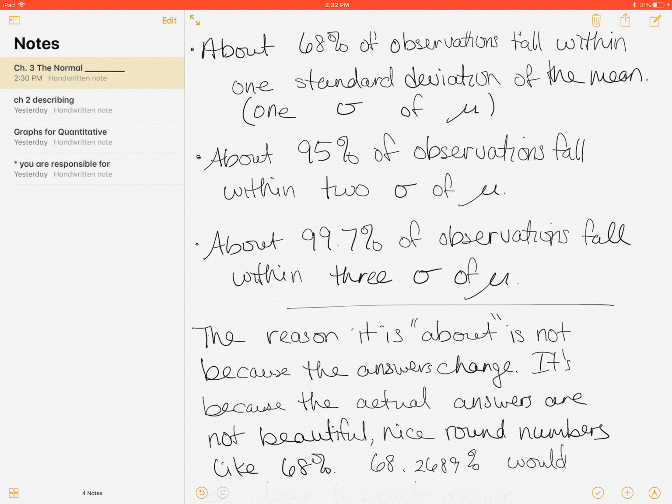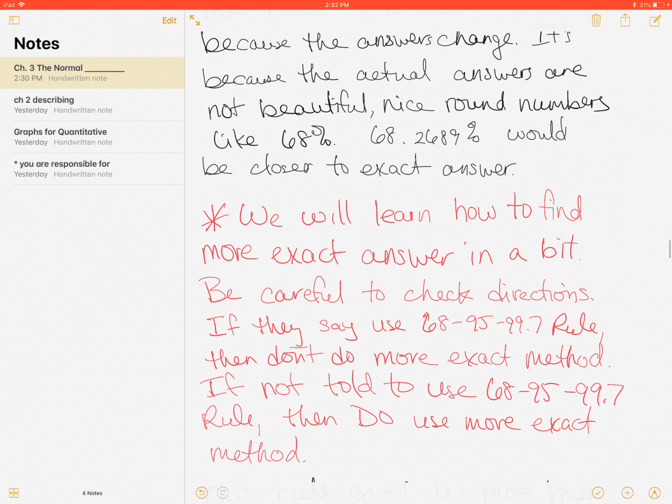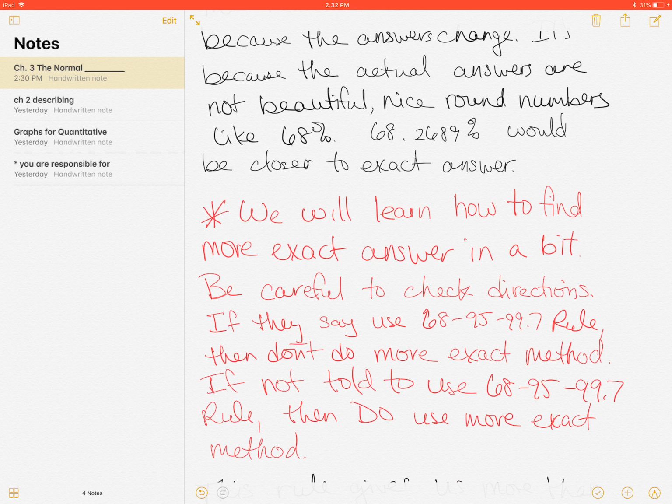Now, just really quickly, the reason it says about is not because the answers change for different normal distributions. It's because the actual answers are not beautiful, nice round numbers like 68%. 68.269% would be closer to the exact answer for within 1 standard deviation of the mean. But that's not as nice to use. So we just rounded the answers, and that's why we say about. We will learn how to find more exact answers like that 68.2689% in a little bit, but we need to be really careful to check our directions.